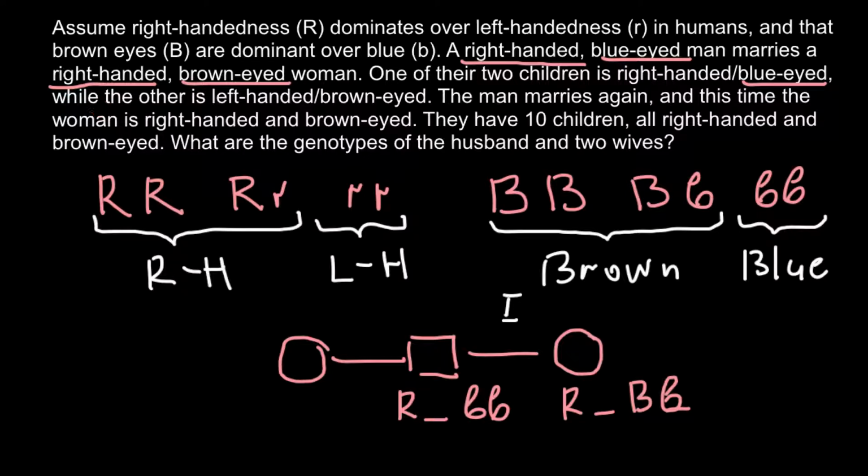And we were also told that the other child is left-handed, and we see that father is right-handed, mother is right-handed, that means that both of them have to give to the second child a recessive allele r, because a child can be left-handed only if two alleles are recessive. So now we know the genotype of the father and the genotype of the mother in the first marriage.